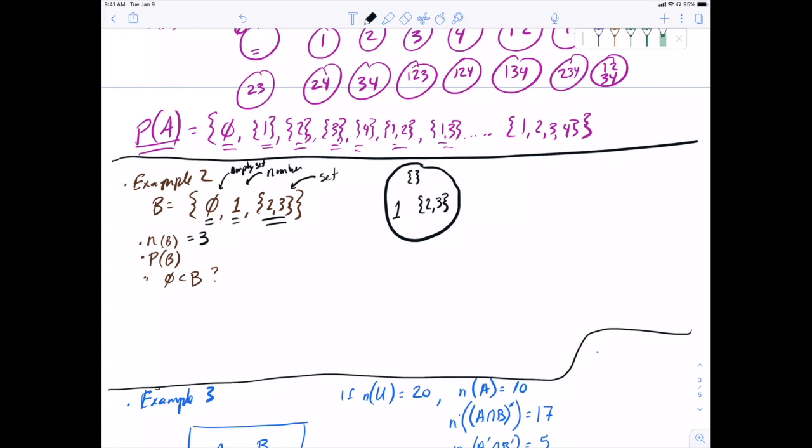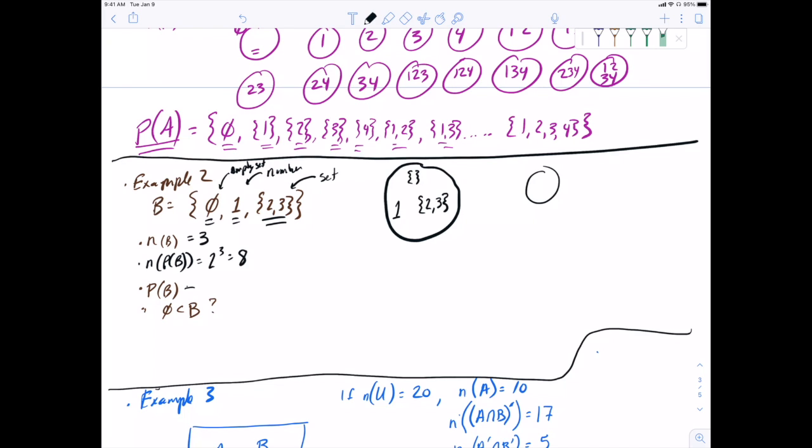The power set of B. Okay, so just a sec. Before we talk about the power set of B, let's talk about the number in the power set of B. Well, we know if B has 3 things in it, then the number of things in the power set of B has to be 2 to the 3, or 8. So there has to be 8 things. So now let's figure out what the power set of B is. Let's draw those 8 things.